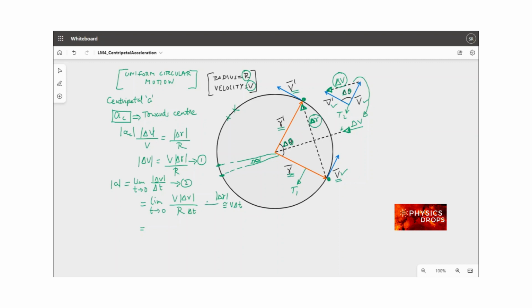Now we will plug this into this equation. Replacing delta r, this becomes limit t tends to 0 of v times delta t, divided by r times delta t. So the delta t cancels out and this gives v multiplied by v divided by r. From this we can say that centripetal acceleration is nothing but v square divided by r. This is the formula for centripetal acceleration. Thank you.